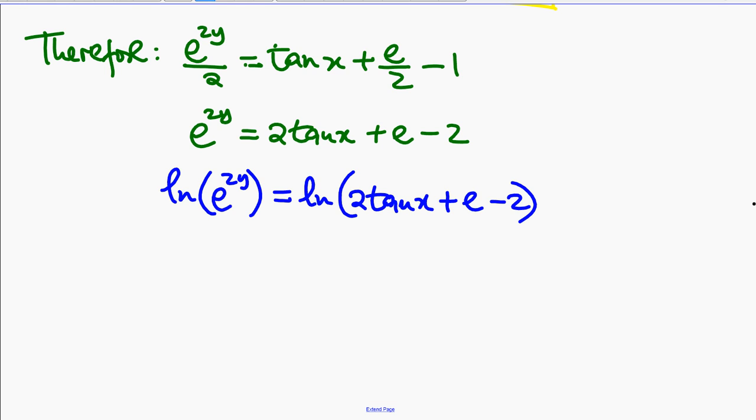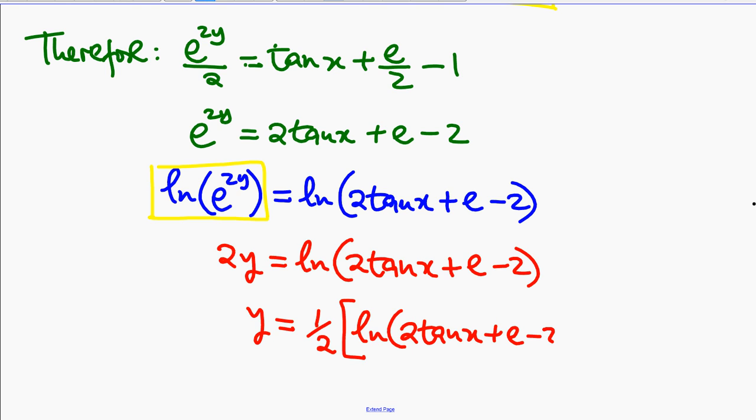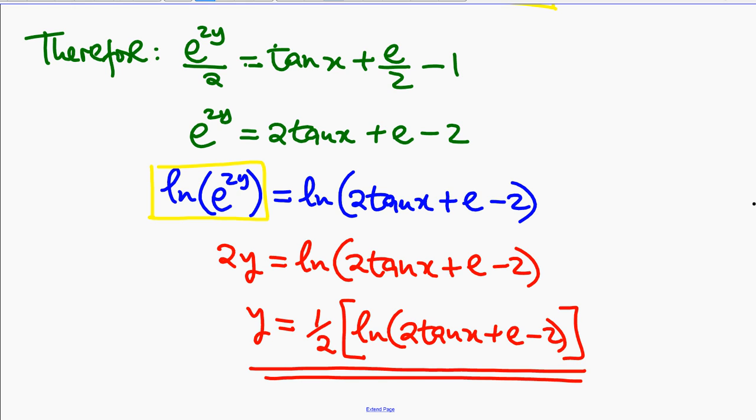All right, so this bit can be simplified to just 2y. So we'll end up with 2y is equal to ln of 2 tan x plus e minus 2, which means y will be equal to a half of ln of 2 tan x plus e minus 2. And that will be our required solution.